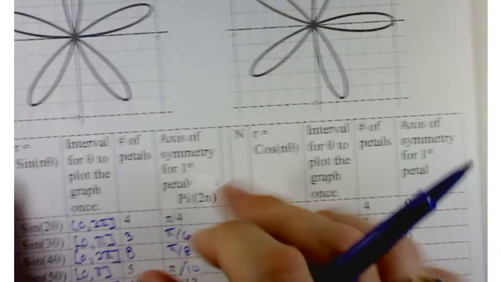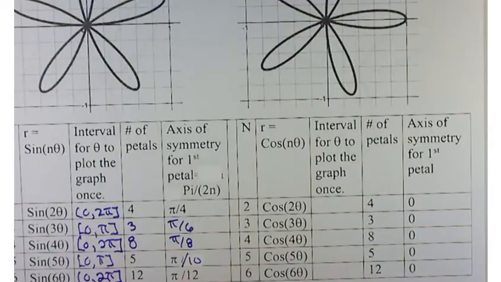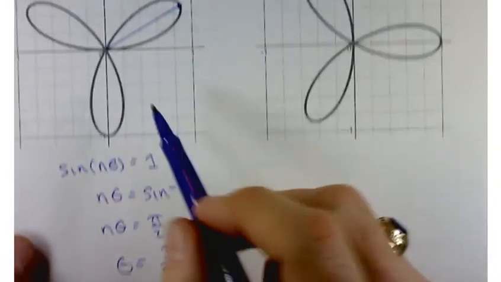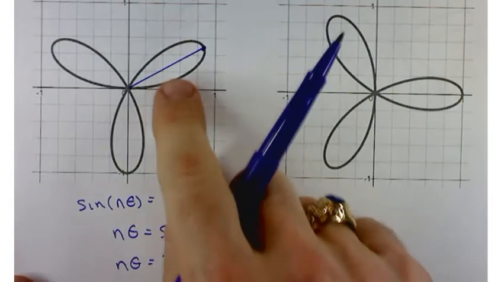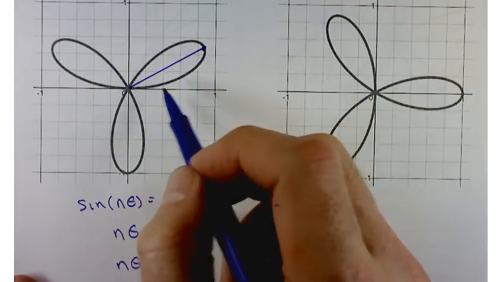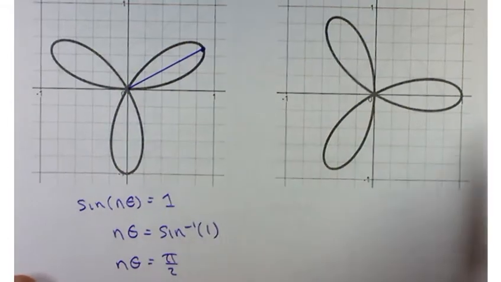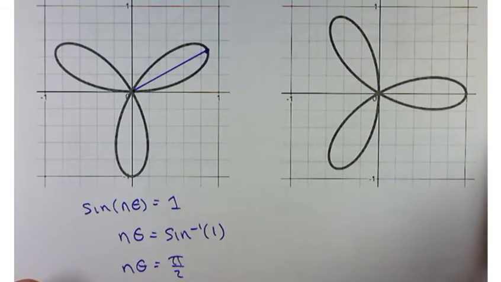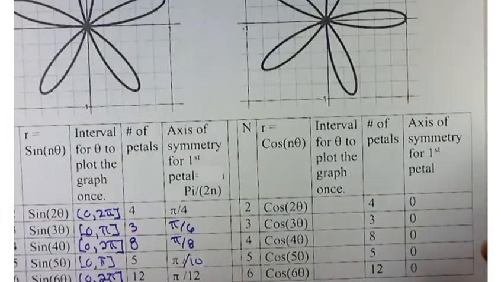So what should you be getting from this handout? You should be getting how many petals there are and where the axis of symmetry for that first petal is, because that's how we're going to integrate and figure out these areas. So we good on that part? All right, no dissent.